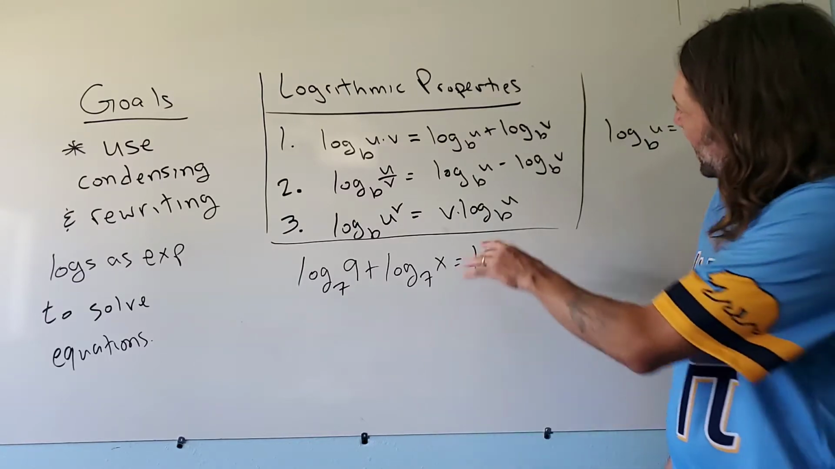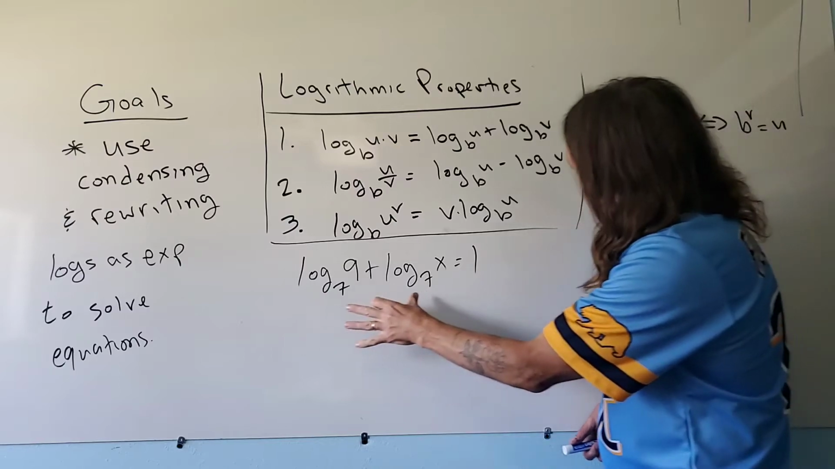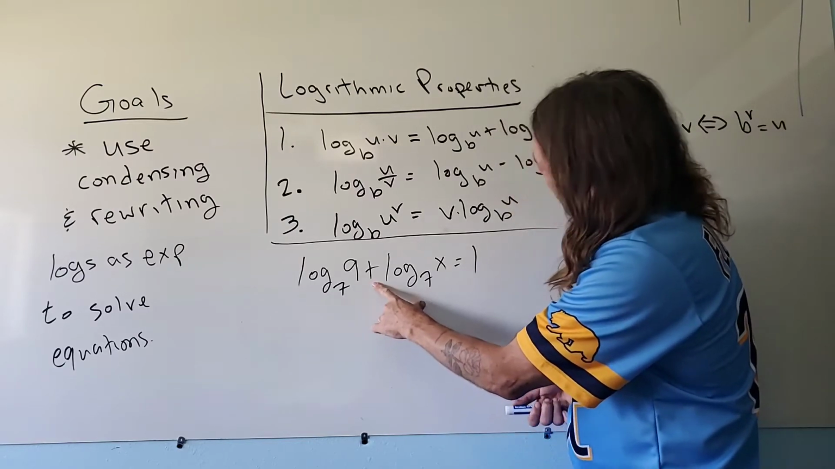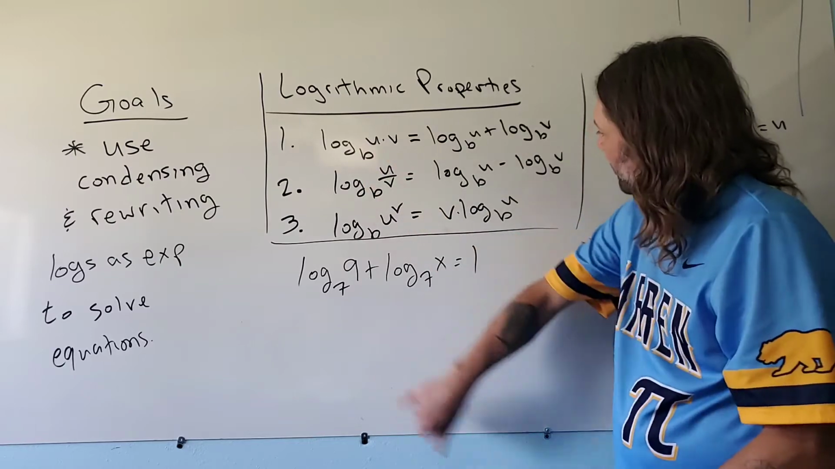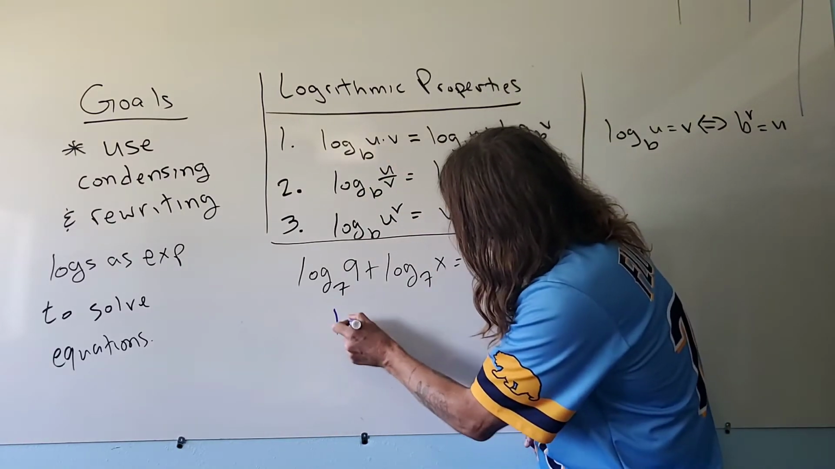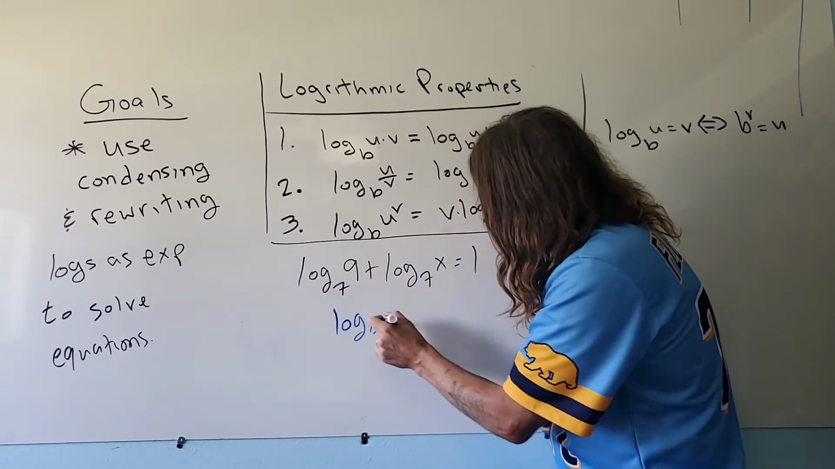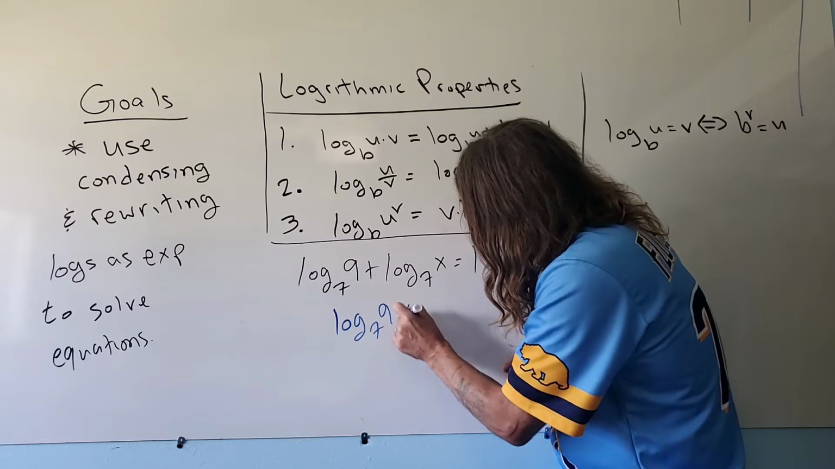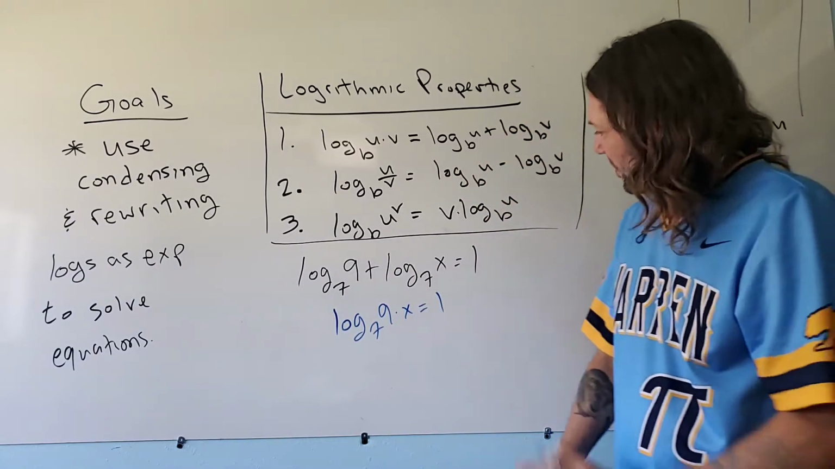Now I see that I have 2 logs with the same base being added together. 2 logs with the same base being added together. So I'm going to condense this into this. So I'm going to rewrite this as log base 7 of 9 times x, and that's equal to 1. So I did my condensing portion.